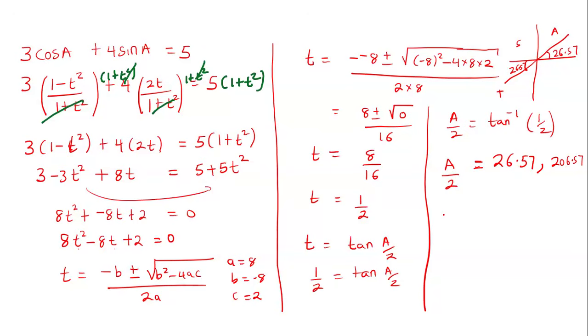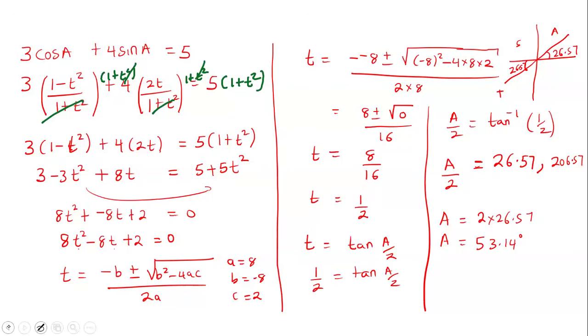But you want A. So meaning that now your A is going to be, you multiply by 2. So it will be 26.57 times 2, which is going to give us A is equal to 53.14 degrees. When you multiply the other, 206.57 times 2, you get 413 point this. So now at this point is where you go back and look at what your item wanted.